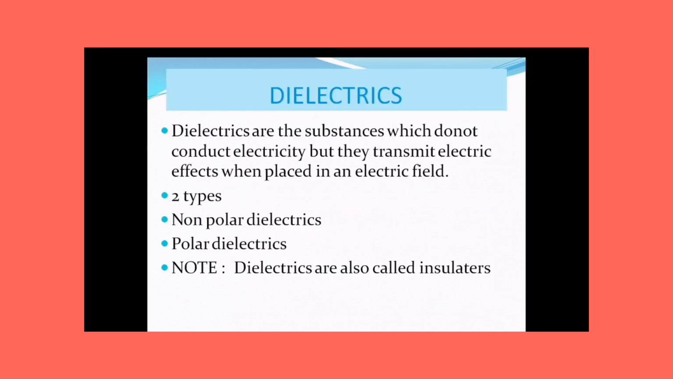Next, what are dielectrics? Dielectrics are the substances which do not conduct electricity but they transmit electric effects when placed in an electric field. There are two types of dielectrics: non-polar dielectrics and polar dielectrics. Dielectrics are also known as insulators.